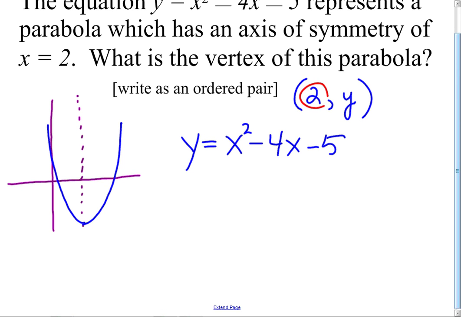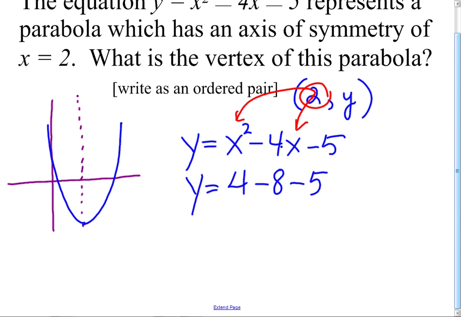This is the x-coordinate right here. I'm going to put that in for x. But I'm not going to show that substitution because that's where you mess up. All I'm going to do is think about it. That's x squared. I'm going to square 2. What's 2 squared? Now, can you multiply these two together in your head? It's a negative 4 times a positive 2. That's negative 8.